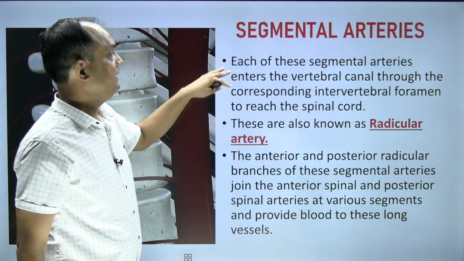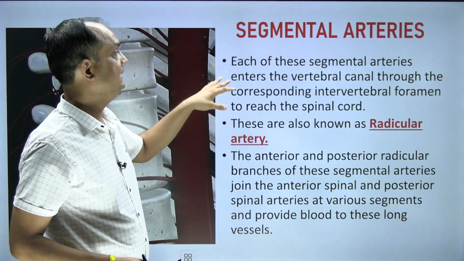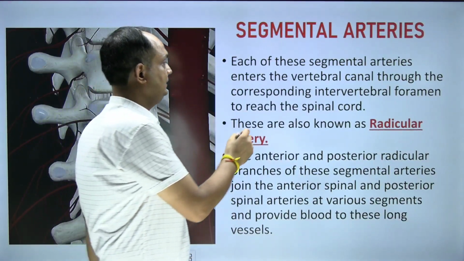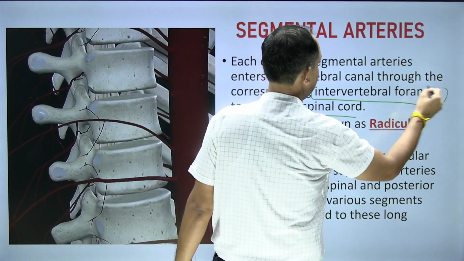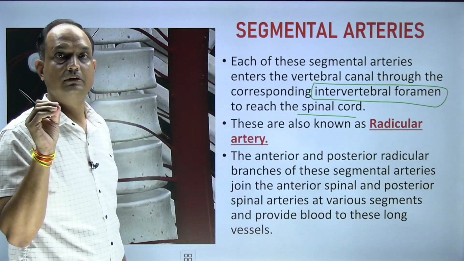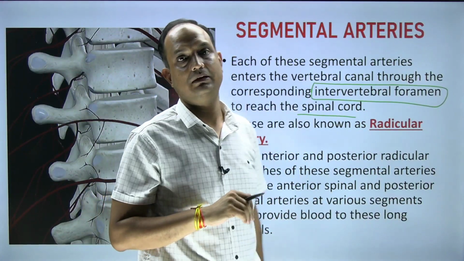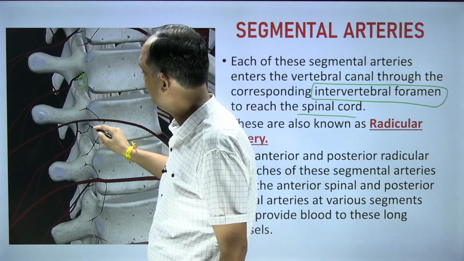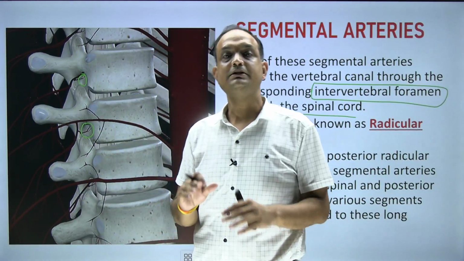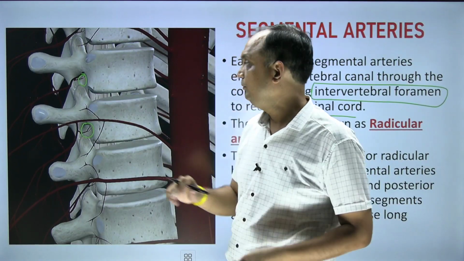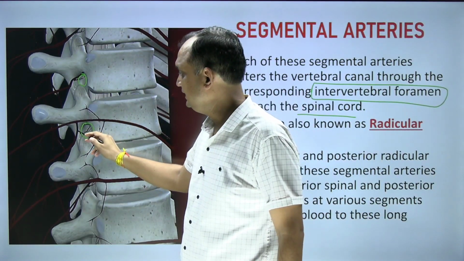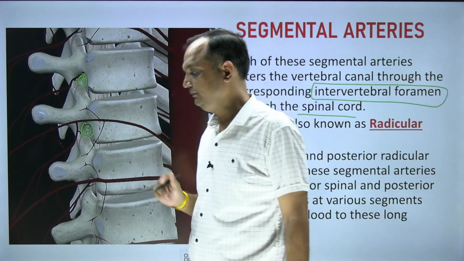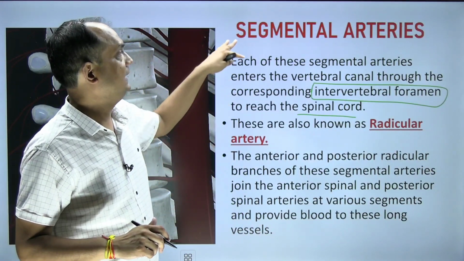Now, each of these segmental arteries enters the vertebral canal through corresponding intervertebral foramina, and they will reach the spinal cord. So this is again the second question, how your segmental artery approaches the spinal cord. In this image, you can see what is known as intervertebral foramina. Inter means between two adjacent vertebrae. Through these intervertebral foramina, you can see this artery is entering inside. The artery which is entering through the intervertebral foramina is your segmental artery.